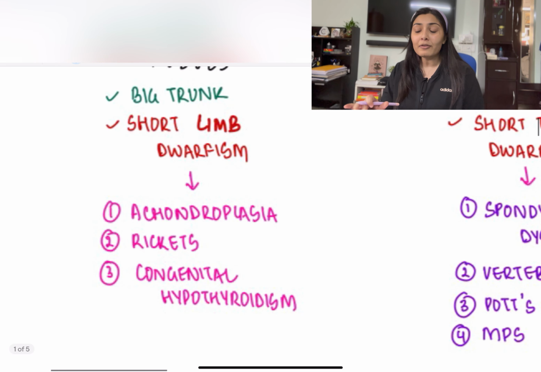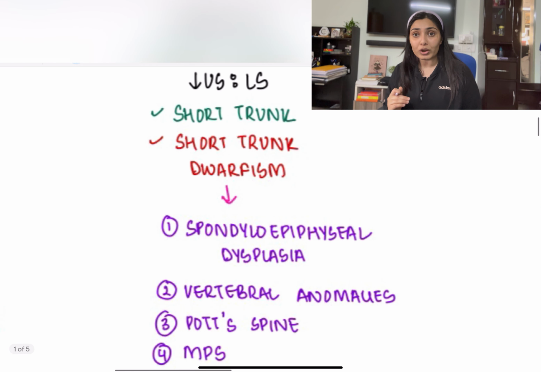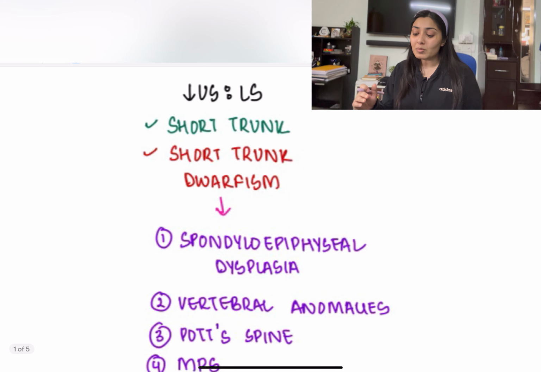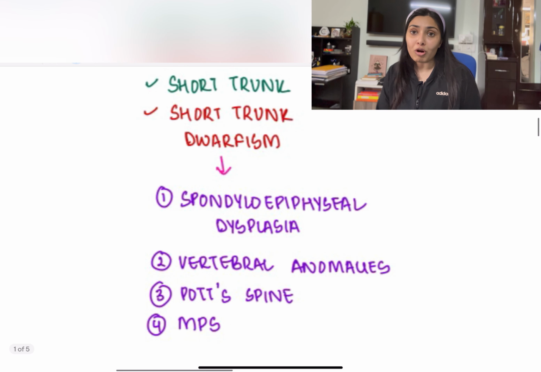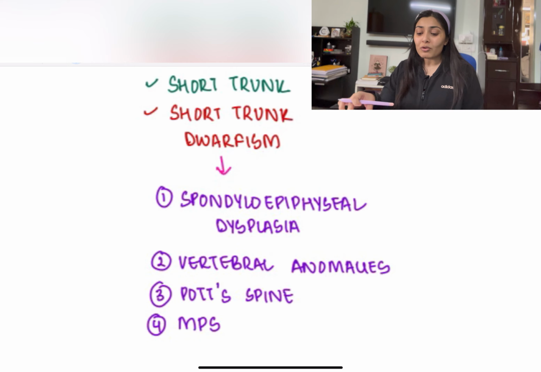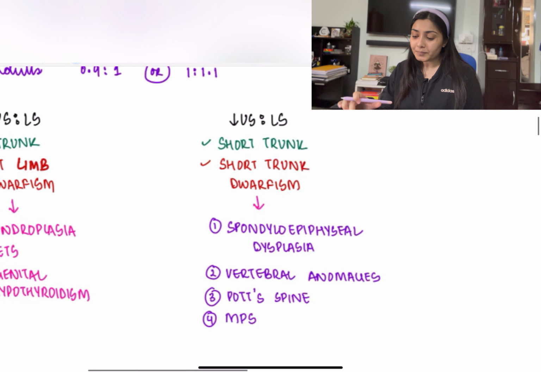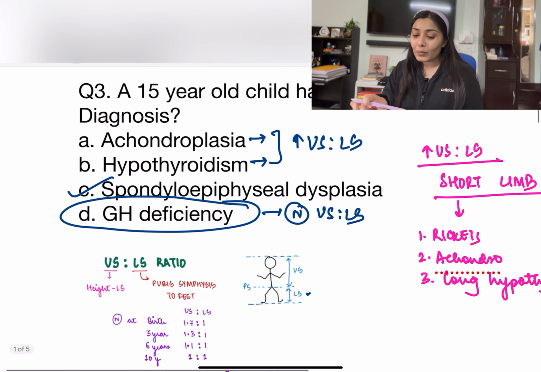On the other hand, if the upper segment lower segment ratio is decreased, that means my trunk is shorter. This is short trunk dwarfism, and I have all those conditions where my spine is affected, like spondyloepiphyseal dysplasia, vertebral anomalies, pot spine, mucopolysaccharidosis, right? So very straight away question here, the answer was spondyloepiphyseal dysplasia. Moving on to the next question.